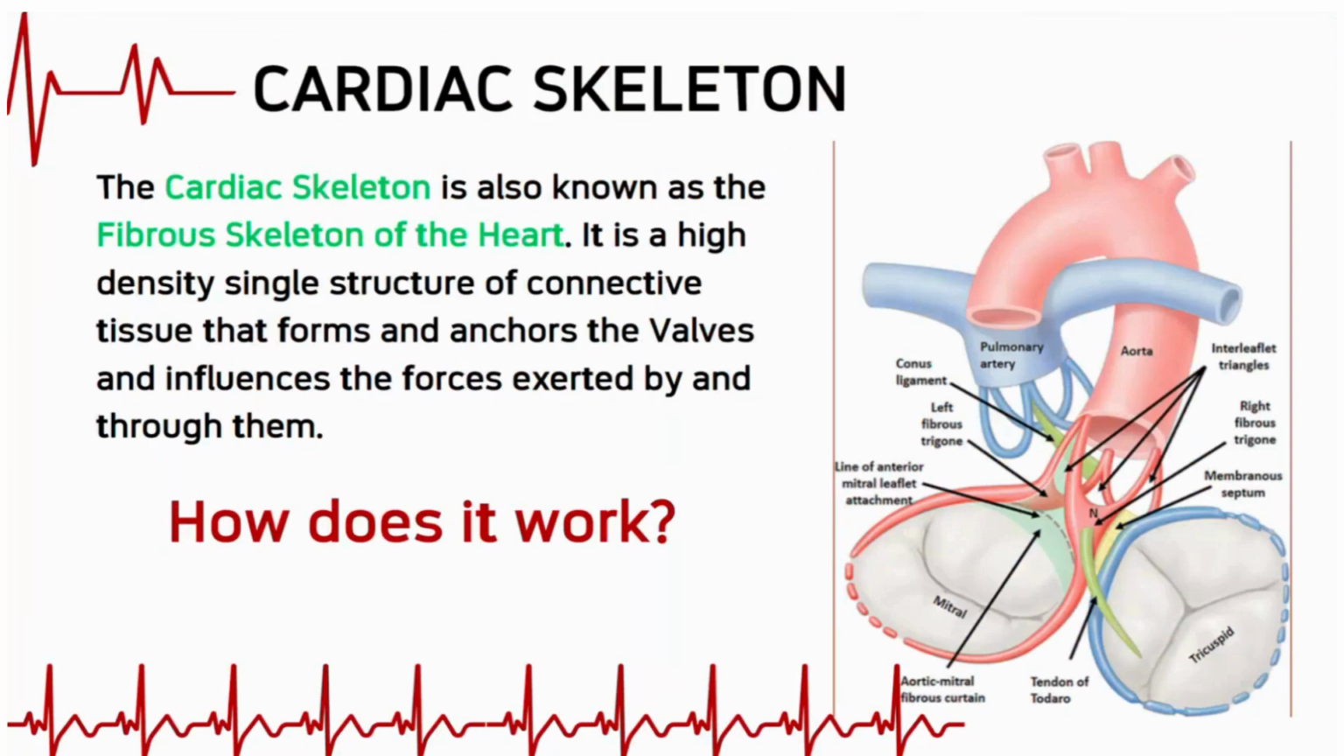Now, I also want to have a chat about the cardiac skeleton. The cardiac skeleton is something that is typically overlooked when we study the anatomy of the heart. And I don't think enough importance is given to this when you're doing anatomy in second year. The cardiac skeleton is known as the fibrous skeleton of the heart, and it is a structure of connective tissue that forms and anchors valves and influences the forces exerted by and through them.